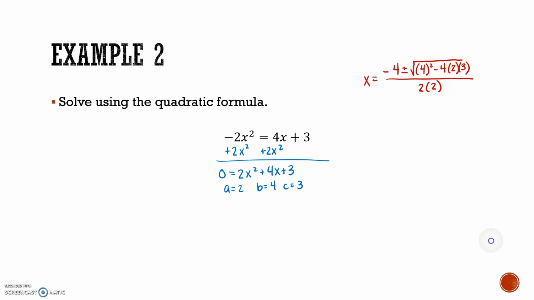All right, a little simplifying. I'd get -4 plus or minus. What do you get when you simplify what's under the radical?